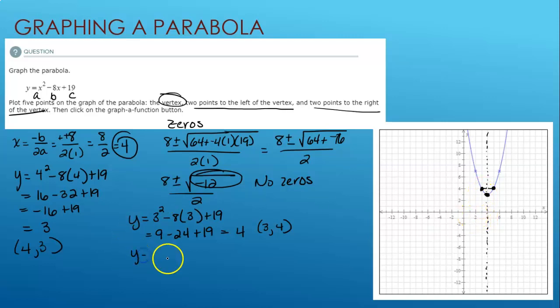Let's use 2. If I substitute in 2, it becomes 2 squared minus 8 times 2 plus 19. So that becomes 4 minus 16 plus 19, which is 7. So that tells me when I substitute in 2, I get 7. So that's this point here. And again, I don't have to do those calculations all over again. That is 2 spaces from the axis of symmetry on the left. 2 places from the axis of symmetry on the right is (6, 7). That gives me the vertex, 2 points to the left of the vertex and 2 points to the right of the vertex, and that graphs my function.